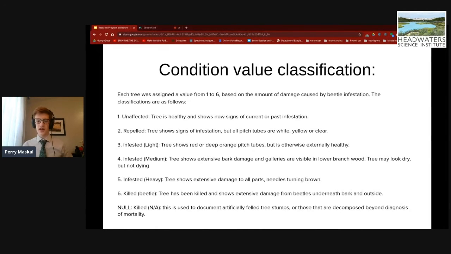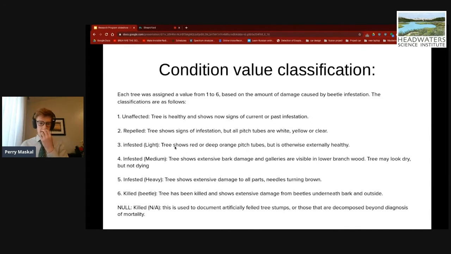So each tree was assigned a value from 1 to 6 based on the amount of damage caused by beetle infestation. Classifications are as follows. Number 1 was unaffected. The tree is healthy and shows no signs of current or past infestation. Number 2 is repelled. The tree shows signs of infestation, but all of the pitch tubes are white, yellow, or clear. This is a sign that the tree managed to repel the infestation and it wasn't successful.